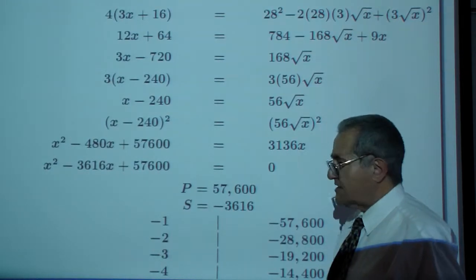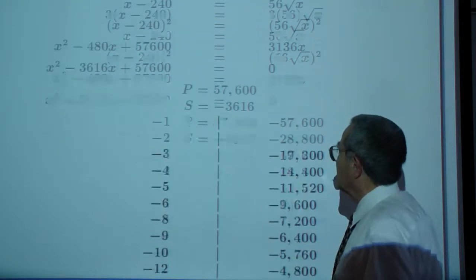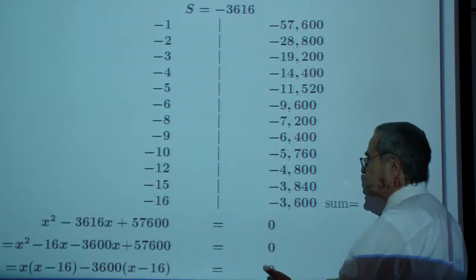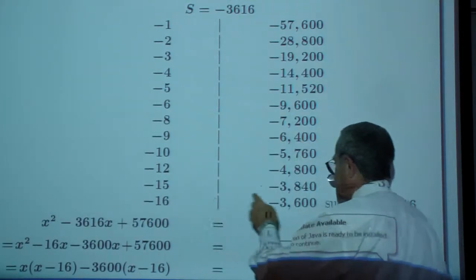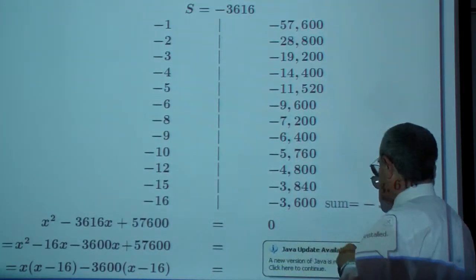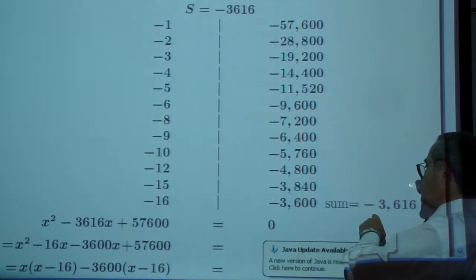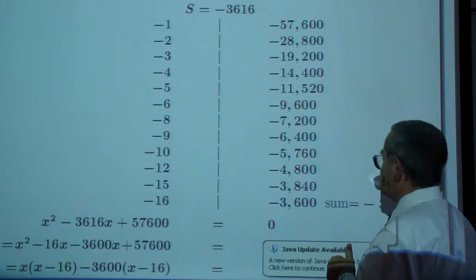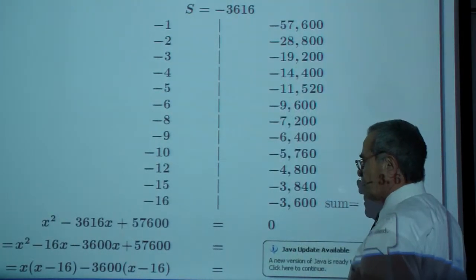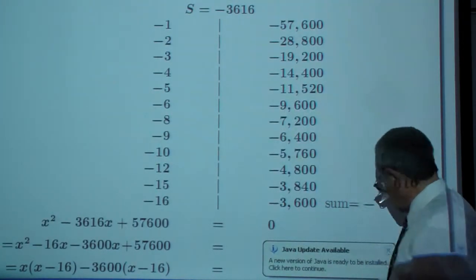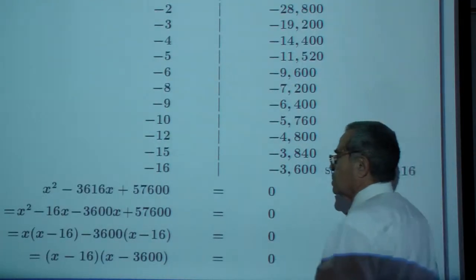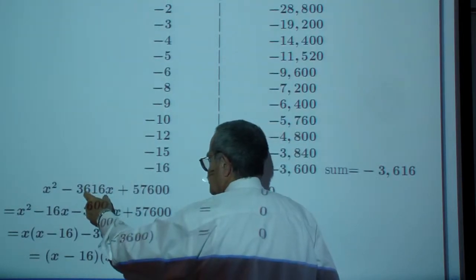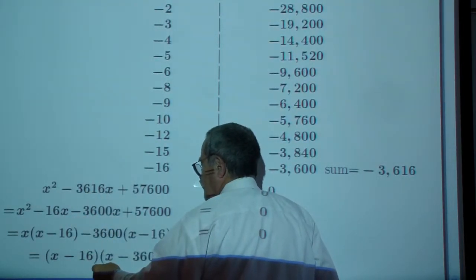Hopefully we can factor, because that's the only thing I know right now. I don't know the quadratic formula yet. So we have product sum. Run through all the scenarios until you get to negative 16 and negative 3,600, where the sum is negative 3,616. That's what we were after. Then you can factor. The product sum tells you the 2 magic numbers.